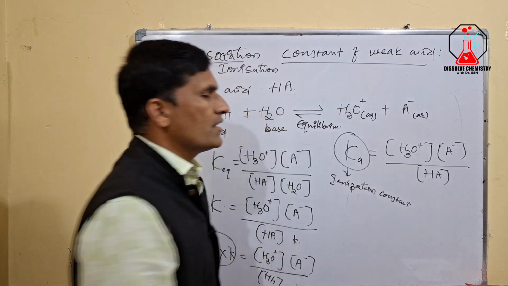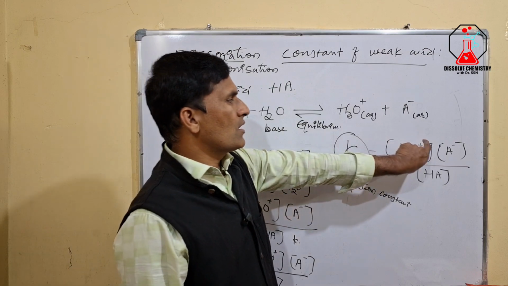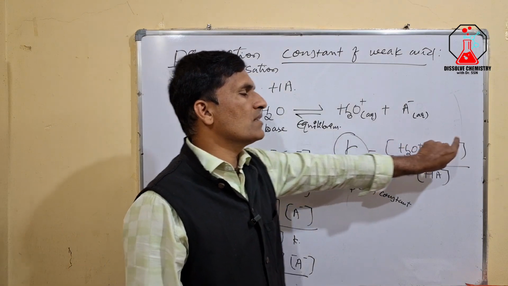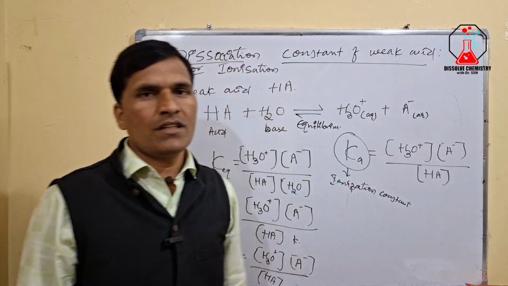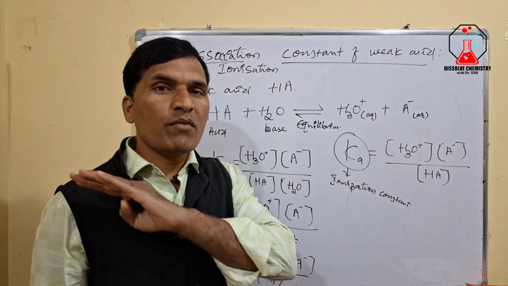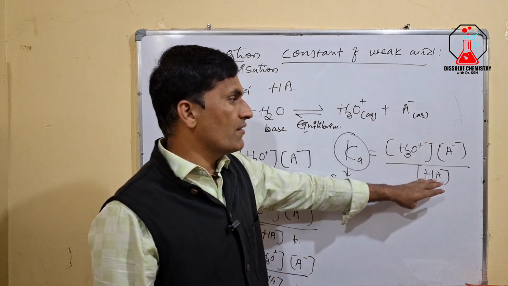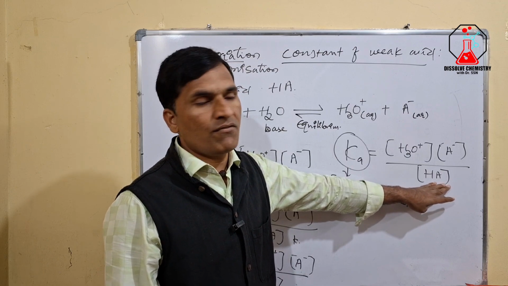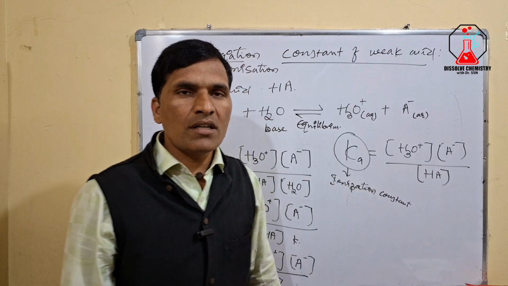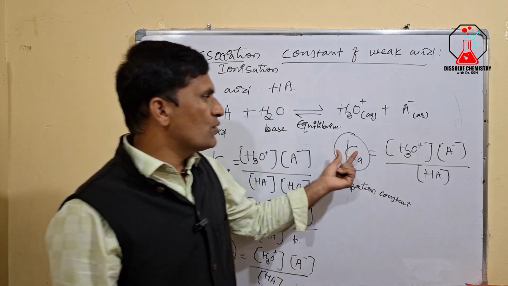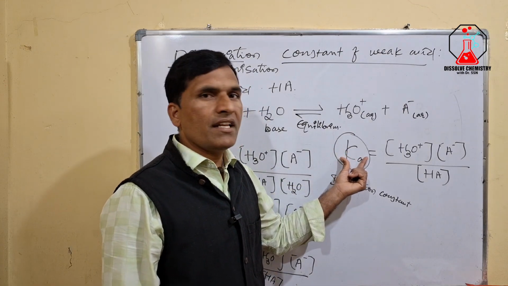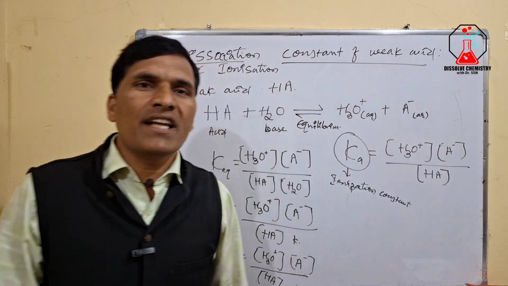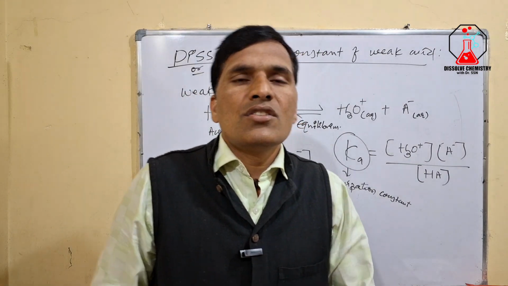Why is it constant? You should remember that the concentration of H+ and A- at equilibrium will remain constant at a given temperature, and the undissociated form of the acid, HA, also remains constant. Now once you know the value of Ka, you can tell the strength of an acid, meaning how strong it is.